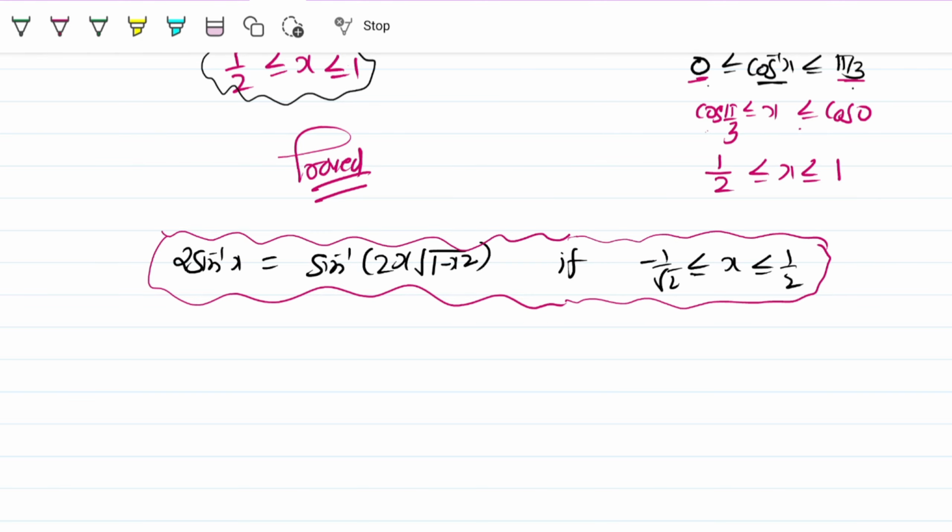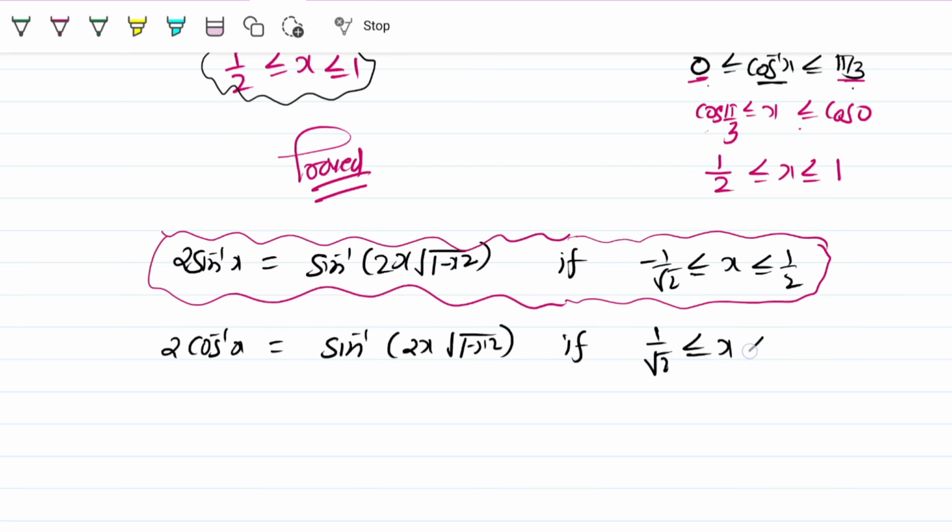And one more: 2 cos inverse x is sine inverse (2x root (1 minus x square)). This is true if x is greater than or equal to 1 by root 2 and less than or equal to 1. You can prove it by the same concept.